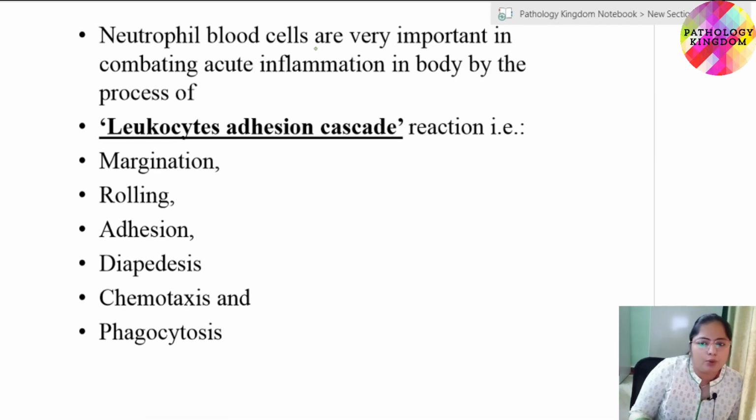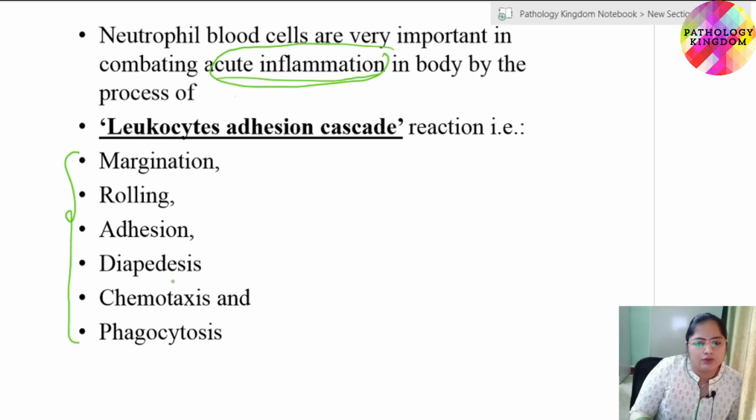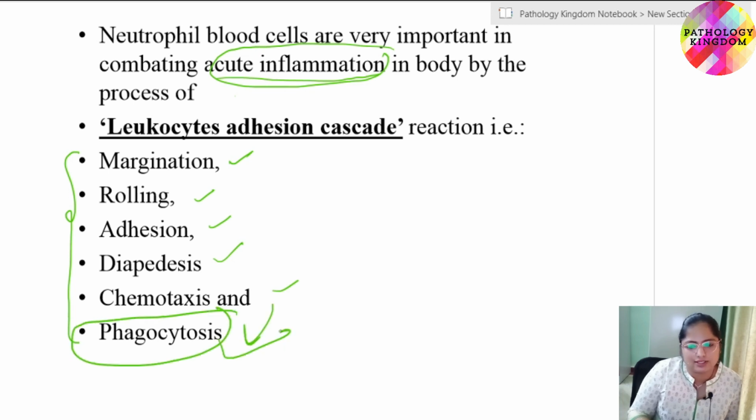They are very important cell in combating or fighting acute inflammation by a process, leukocyte adhesion cascade, and these are the various steps involved in leukocyte adhesion cascade: margination, rolling, adhesion, diapedesis, chemotaxis, and then finally phagocytosis. It is cell eating.